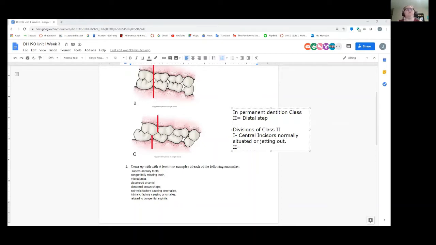And then what about Division 2 of class 2? Overbite? Could be overbite, but how are they positioned? They go backwards, right? They're retruding. How many of you have seen that, where somebody's lateral incisors are sticking out farther than their central incisors? It's pretty common. Yep, I see Samantha shaking her head. Diamond's shaking hers. Very good.